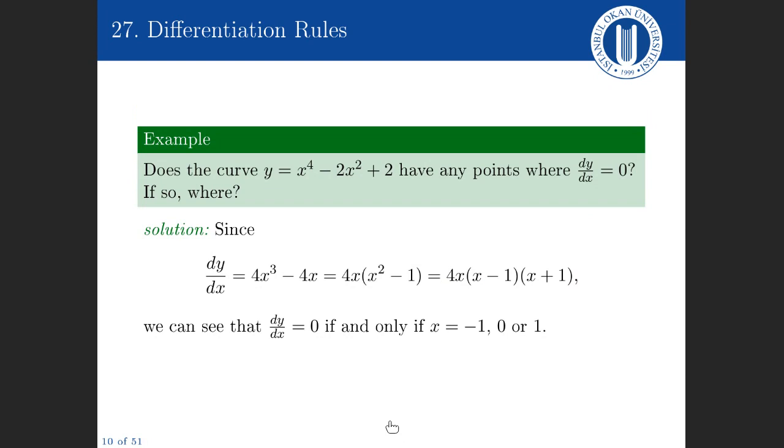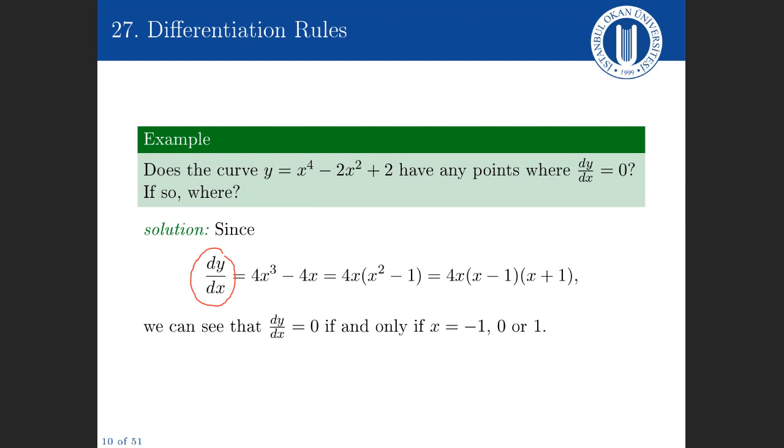Next example. Does the curve y is equal to x to the power 4 minus 2x squared plus 2 have any points where the derivative is equal to 0? And if the answer is yes, where are they? To answer this question, we need first to find the derivative of this function. So first, we're going to want to calculate dy dx.